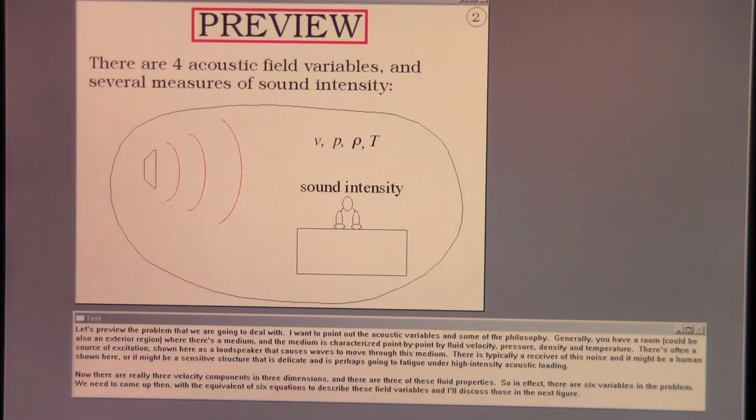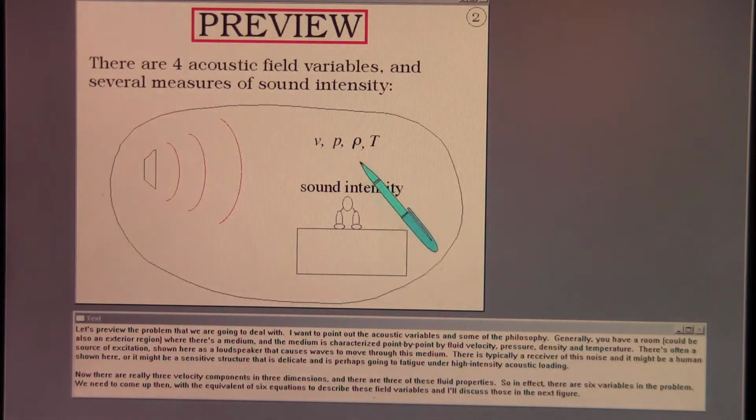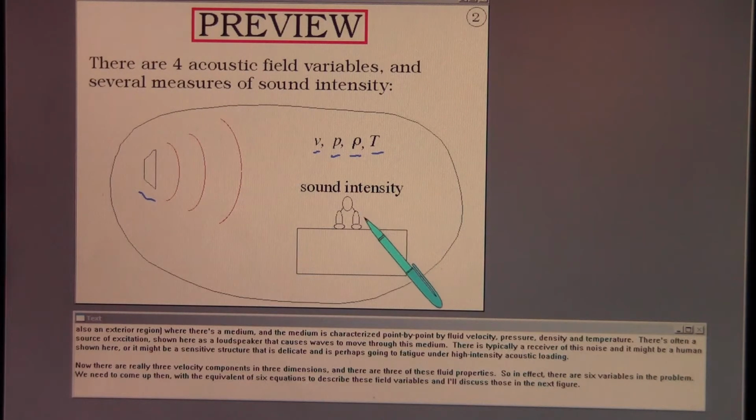Generally, you have a room, could be also an exterior region, where there is a medium, and the medium is characterized point by point by fluid velocity, pressure, density, and temperature. There's often a source of excitation, shown here as a loudspeaker, that causes waves to move through this medium. There's typically a receiver of this noise, and it might be a human, shown here, or it might be a sensitive structure that's delicate and is perhaps going to fatigue under high intensity acoustic loading.